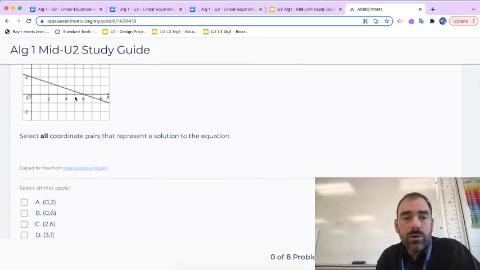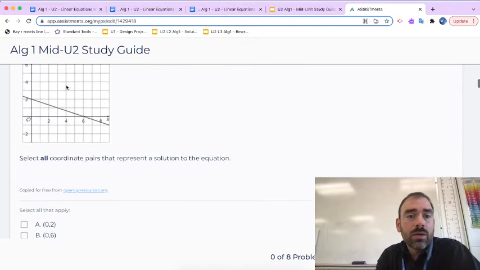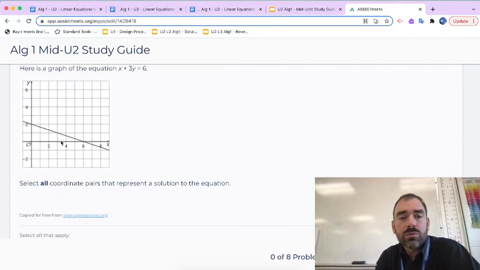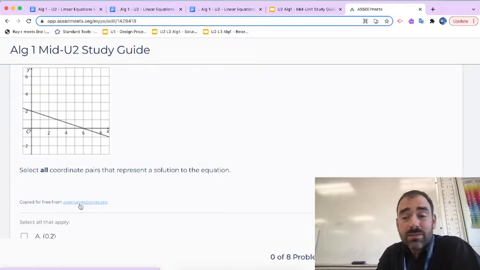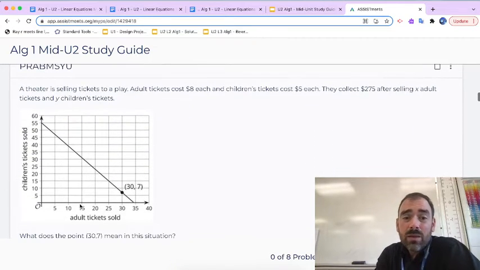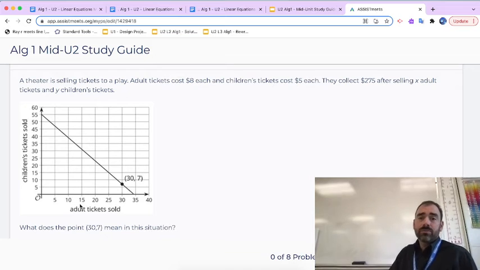And then 4, 1, nope, not on the line. It's a little bit above it. And 6, 2. No, that's not. You go 6 units over, 2 units up. It's not on the line. However, 6, 0 would be. So that's going over that one. That's pretty straightforward.